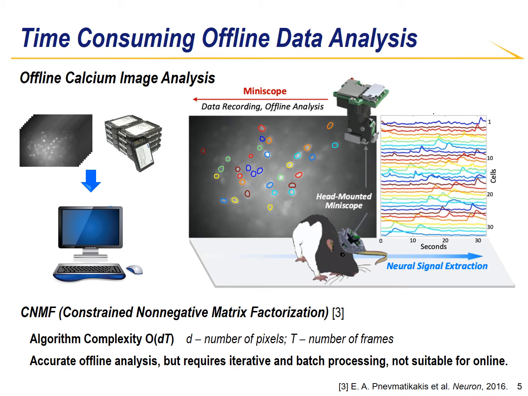Recorded calcium imaging data are often analyzed offline, based on a method called CNMF, short for Constrained Non-Negative Matrix Factorization, which can simultaneously extract cell spatial footprints and temporal calcium traces from the calcium images, as the figure on the right shows. Although this method generates accurate cell trace extraction results, and the algorithm complexity scales linearly with the number of pixels processed, it requires iterative and batch processing, which makes it hard to use as an efficient solution for online calcium image processing in closed loop.